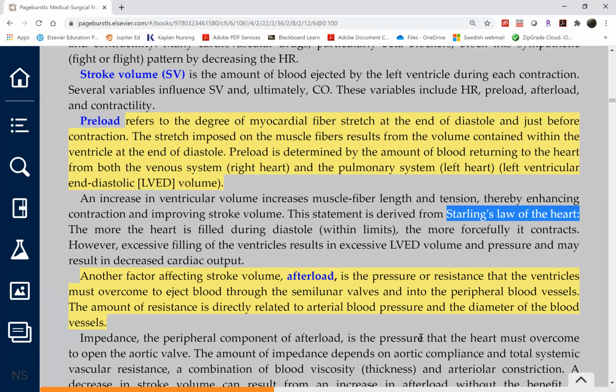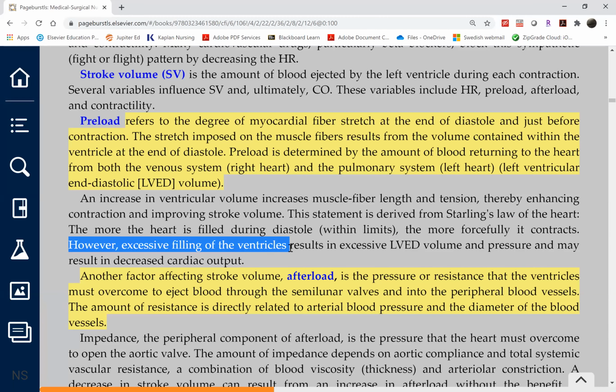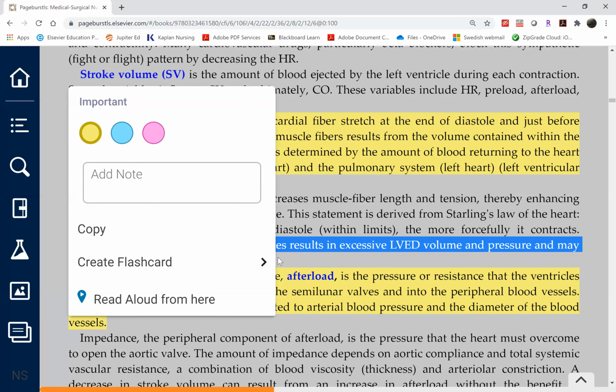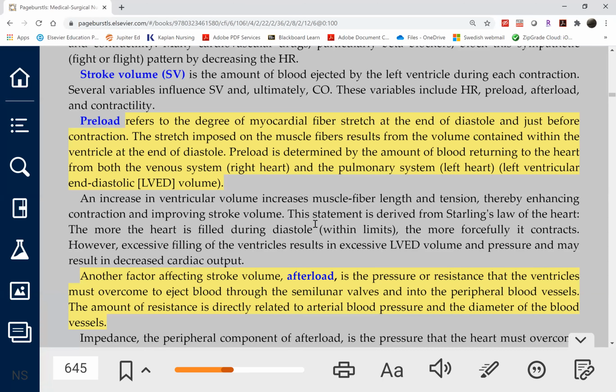However, there's a however here. Excessive stretching or excessive filling of the ventricles also can lead to decreased cardiac output. Now, how do we explain this? It's just like a rubber band.